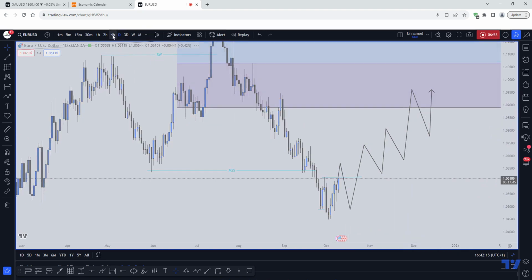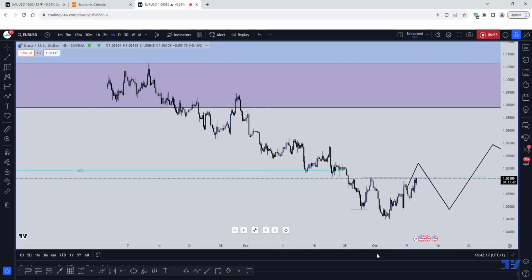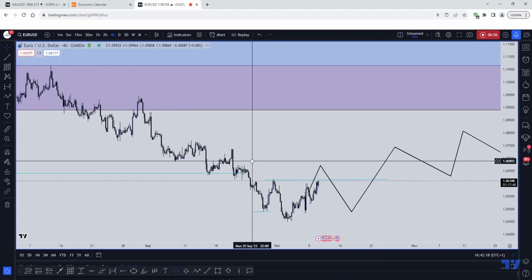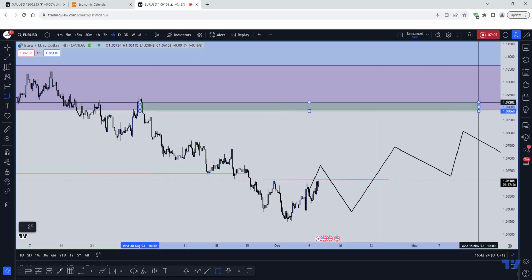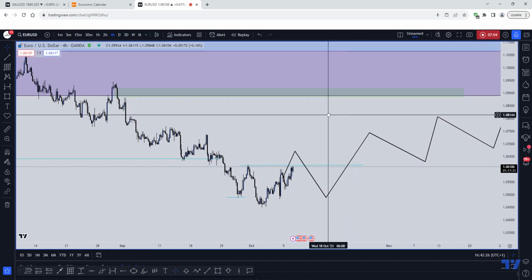Now, if we just drop to the 4 hour, see what we can identify from a 4-hourly perspective. Okay, straight away I see an area of imbalance there. We have a 4-hour area of imbalance exactly there.